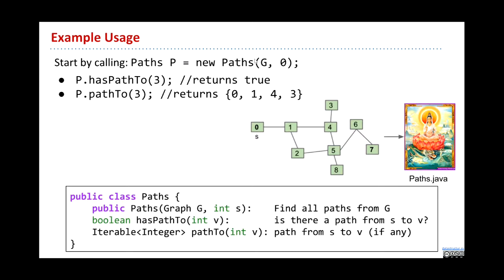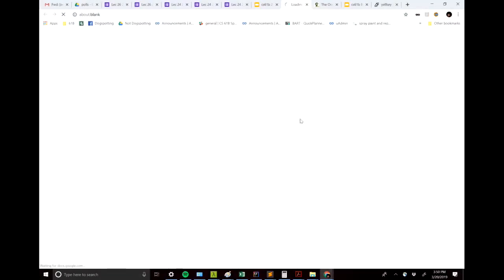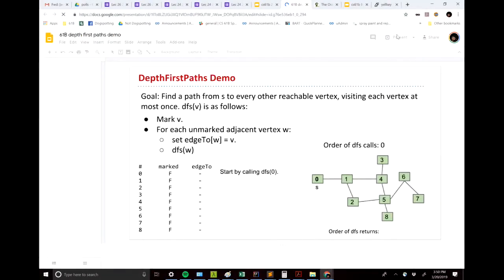And in the constructor is where you're going to do all the work. It's kind of like in Project 2B when you build a KD tree. You do all this work up front in the constructor so that other work is fast later. Okay? So let's review how depth first paths works really fast, just to remind ourselves of what this thing was so we're not coming in totally cold.